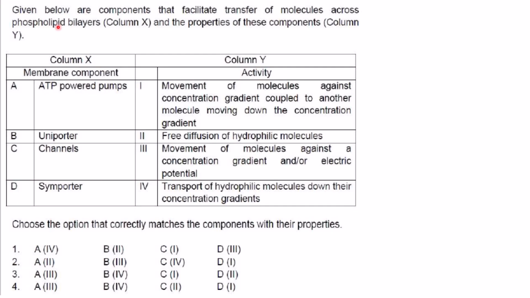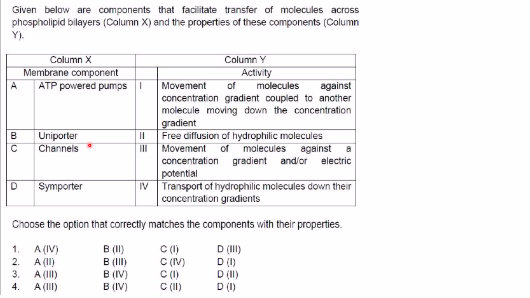Then next one. Given below are the components that facilitate transfer of molecules across phospholipid bilayers. So these are the membrane components and these are the activities you have to match. Then ATP powered pumps, they move substances against the concentration gradient or the electrochemical gradient. So that is seen in A3. Movement of molecules against a concentration gradient or an electric potential. So A3, that makes 1 and 2 out, 3 and 4 we have to see.